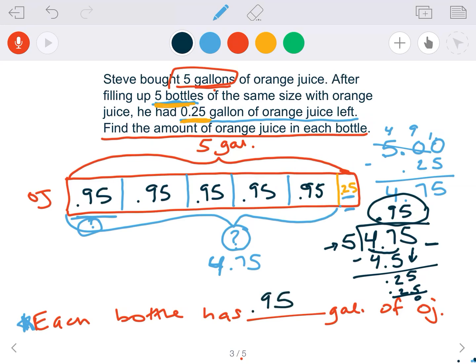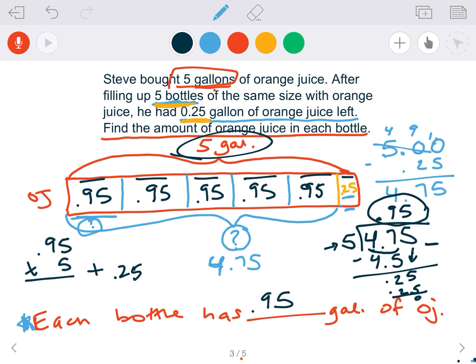How could you check this problem? Well, a few different ways. You could do 95 hundredths times 5, and then you could add your 25 hundredths, and you should get 5 gallons. You could just add all these up, 95 hundredths plus 95 hundredths plus 95 hundredths plus 95 hundredths plus 95 hundredths plus 25 hundredths.